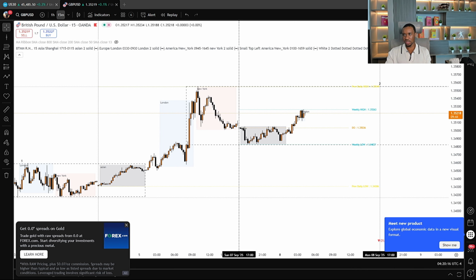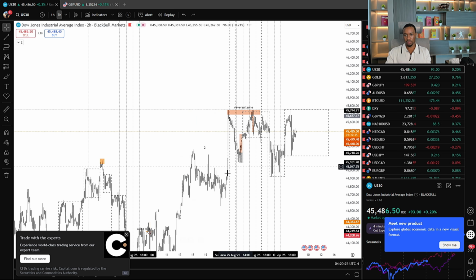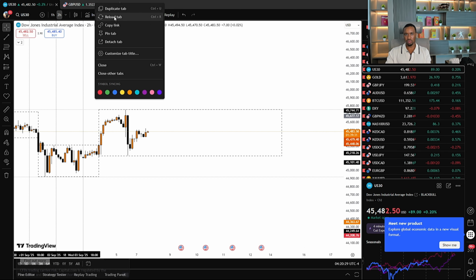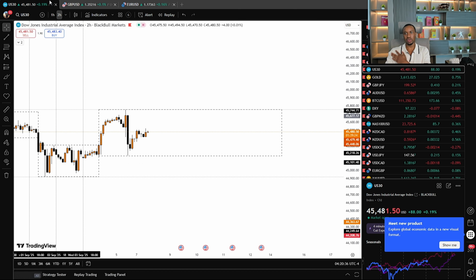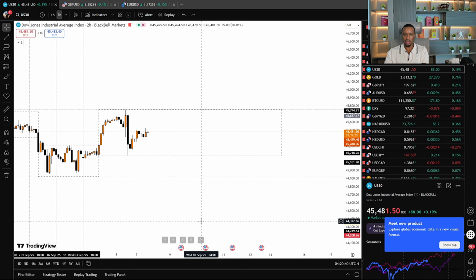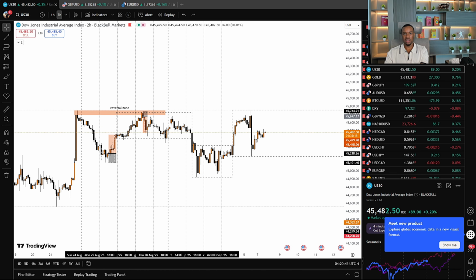So with that being said, we now have these two pairs that we are going to be looking at throughout the week, GBPUSD and EURUSD. And now I'm also looking at US30. Let me just duplicate this tab and put the EU on the side, so that we know we have our 3 pairs that we're going to be looking at this week. So we are also looking at US30.